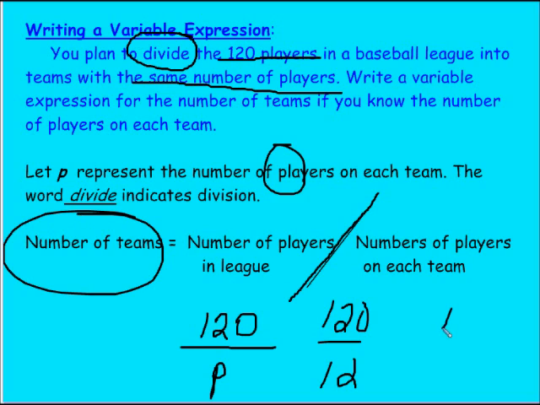Okay, in the same way, if I have 120 players in the league, which we know, but this time I need 10 players on each team. Well, then I would be able to say that the number of teams I could have is 120 divided by 10, which is 12. So this was just a reminder about using variables, an introduction for the first lesson.